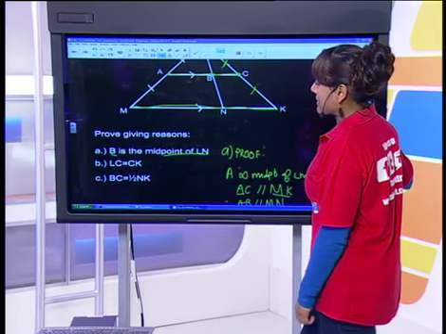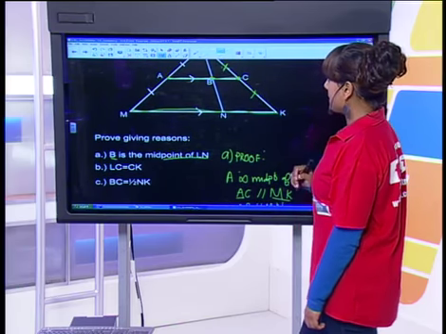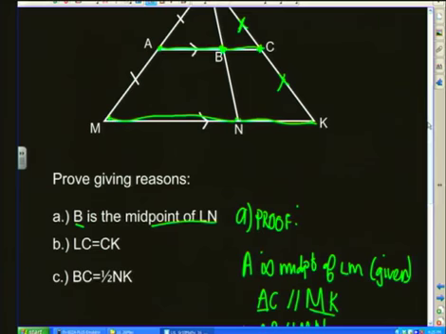All right, last part, part C. They say prove that BC is equal to a half of NK. So prove BC, that one there, is equal to a half of NK. Guys, there's nothing for us to really even prove here because it's just a deduction from the midpoint theorem. So you literally will say your proof BC is equal to a half of NK, and it's literally just a one-liner. So BC is equal to a half of NK, and the reason there, midpoint theorem.